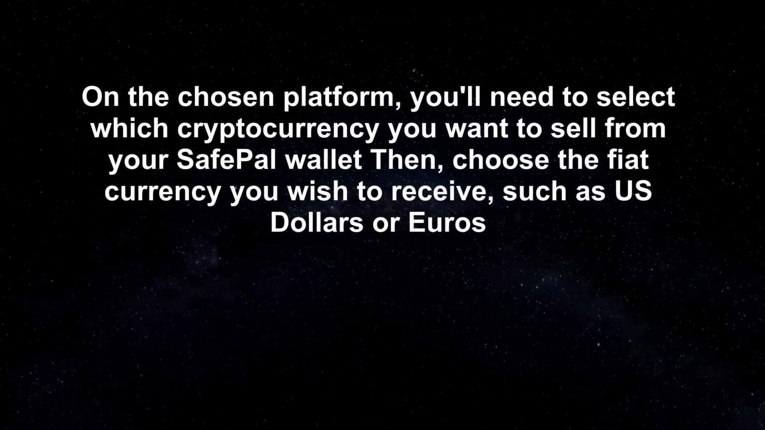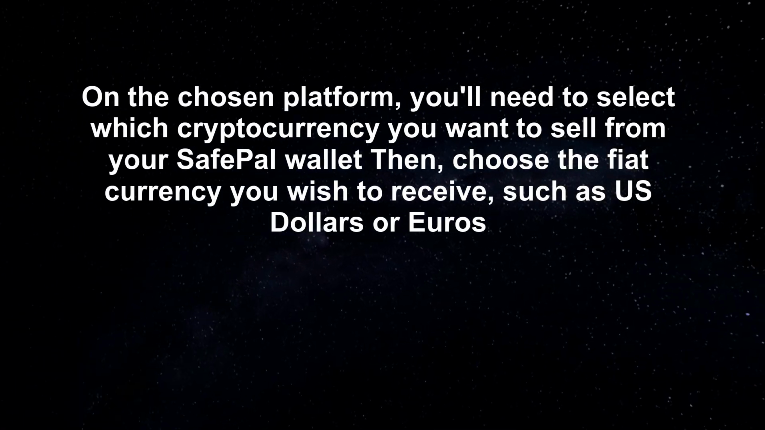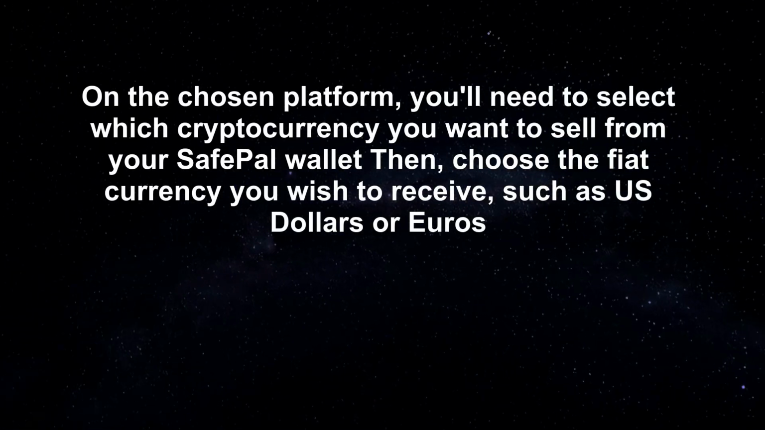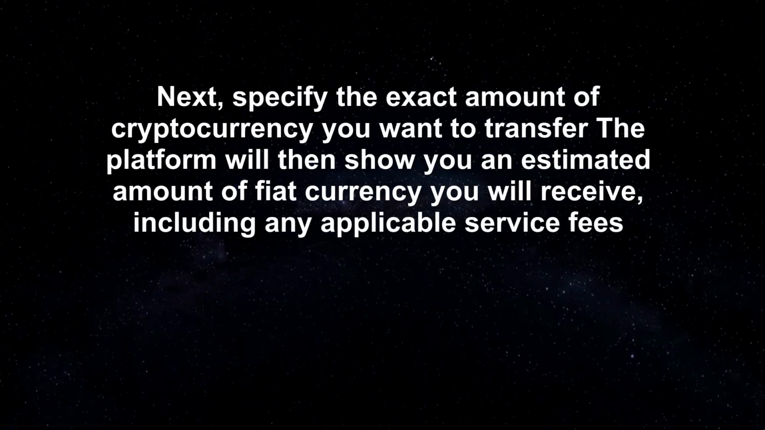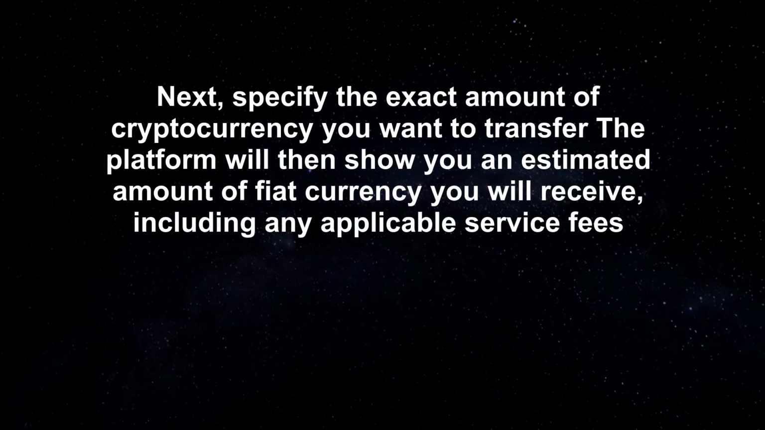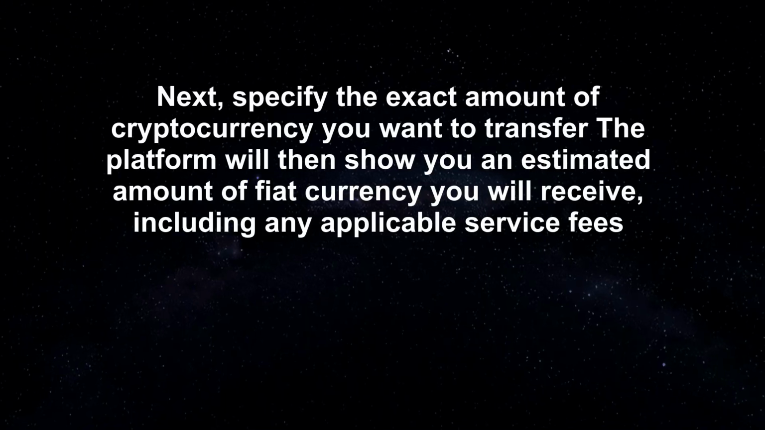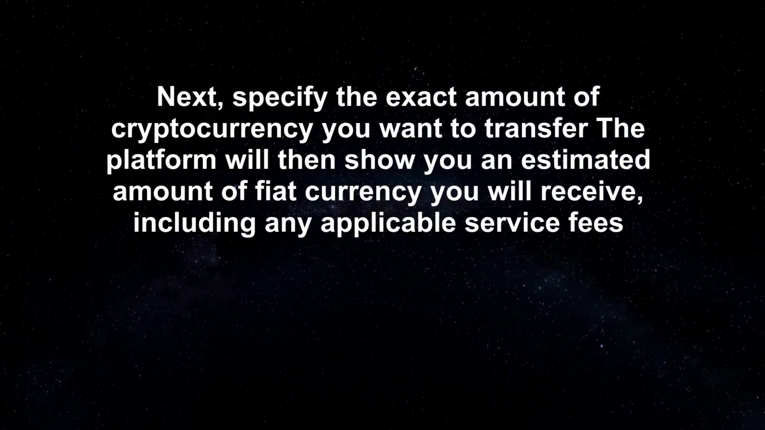On the chosen platform, you'll need to select which cryptocurrency you want to sell from your SafePal wallet. Then, choose the fiat currency you wish to receive, such as US dollars or euros. Next, specify the exact amount of cryptocurrency you want to transfer. The platform will then show you an estimated amount of fiat currency you will receive, including any applicable service fees.